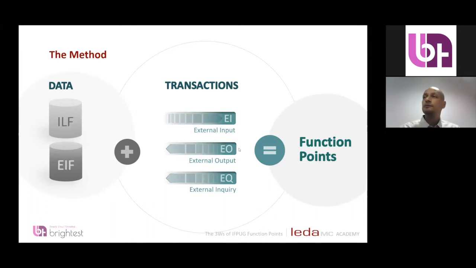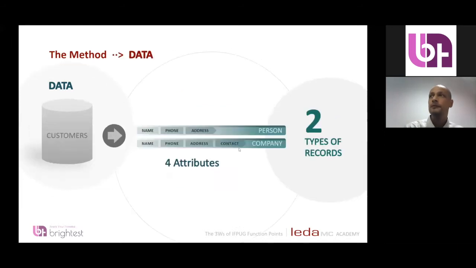And at the end, we just have to add everything to get the final count of function points. So we have a simple example here for the data group. This is a data group called customers. Inside that customers, we have 2 types of record, person and company.